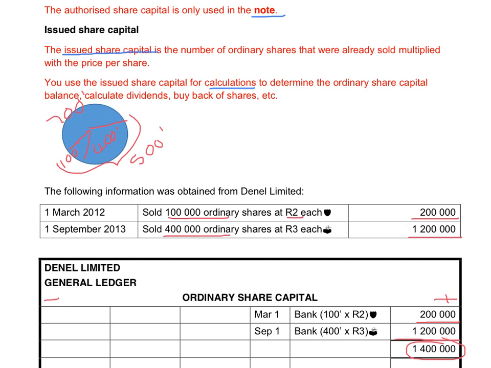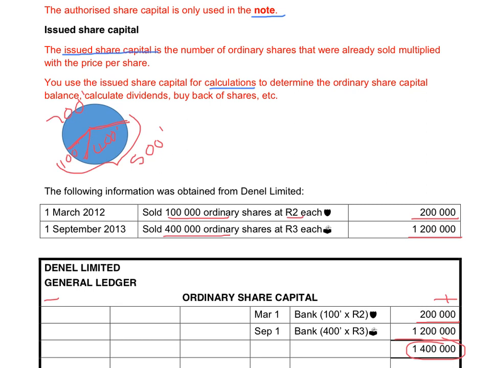Okay, so it's very important to distinguish between the issued share capital and the authorized share capital. The authorized share capital is this blue ball that consists of 1 million shares. And you will never use that to do any recordings. You will go and look every time how many shares were already issued, and then on the number of shares that was issued, you will do all your calculations.